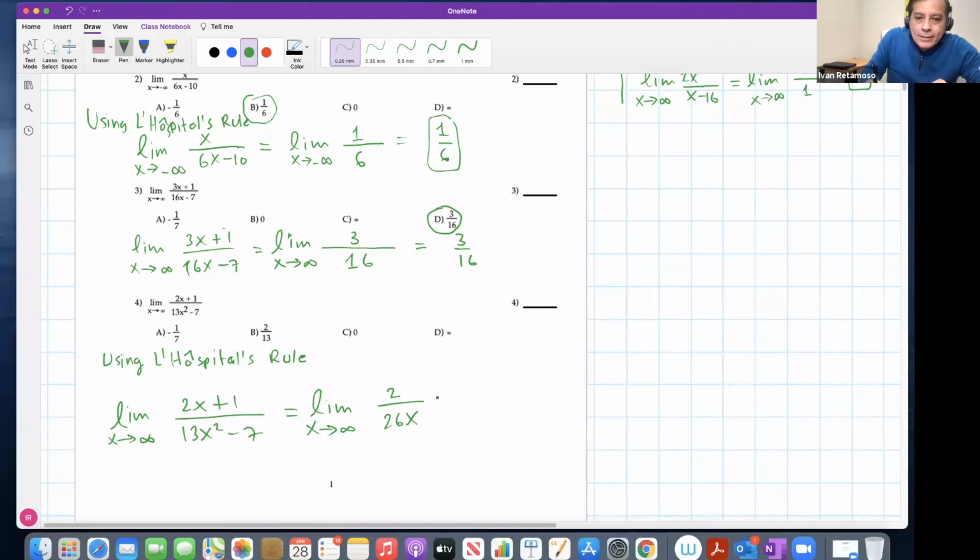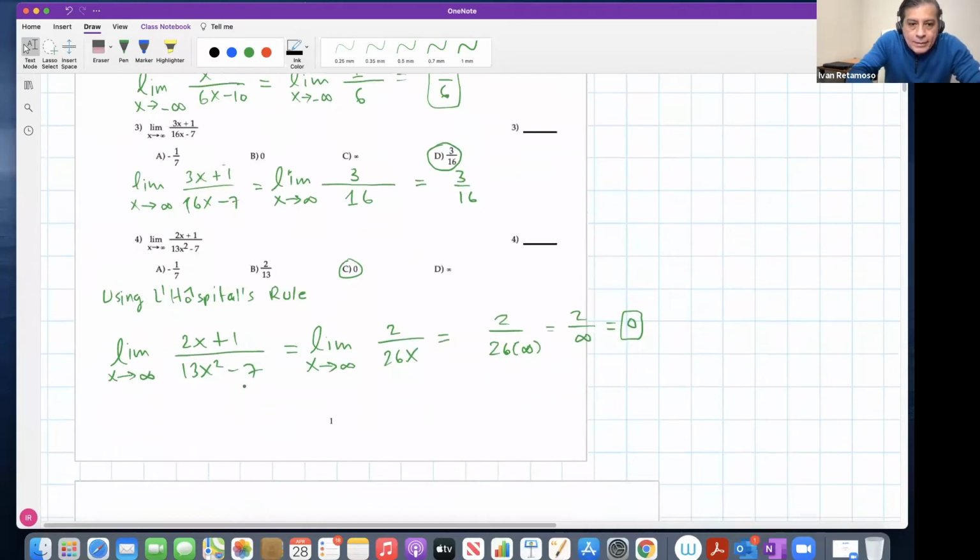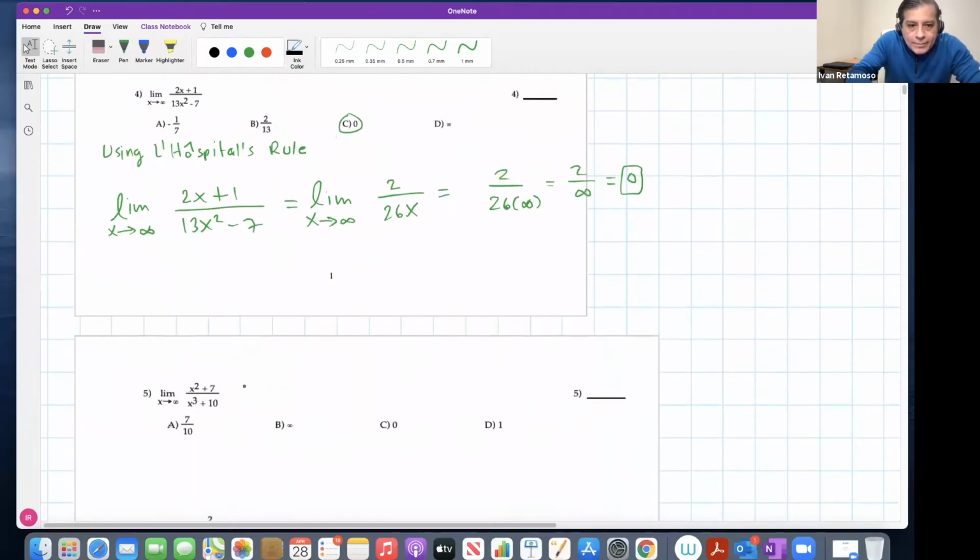But what is this limit? Well, this is just 2 over 26 times infinity, right? But what is this? 2 over infinity is 0, right? Follow, guys? Yeah, again, I'm using L'Hopital's rule. You can use the other method too. It is equivalent, okay? Try to just do it efficiently, faster.